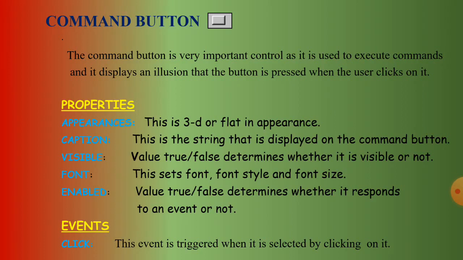If it is true only, then it will respond to the event. If it is false, then we must make it true. That means we must make this command button enabled. So if it is disabled, we must make it enabled. Next, the different events that are available for this command button: we have the click event, and we can also use the double click event. These are the events that are common for this command button and for all the controls.